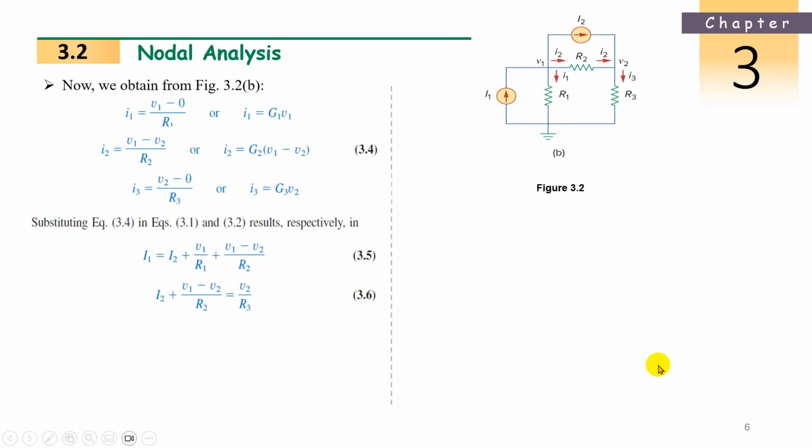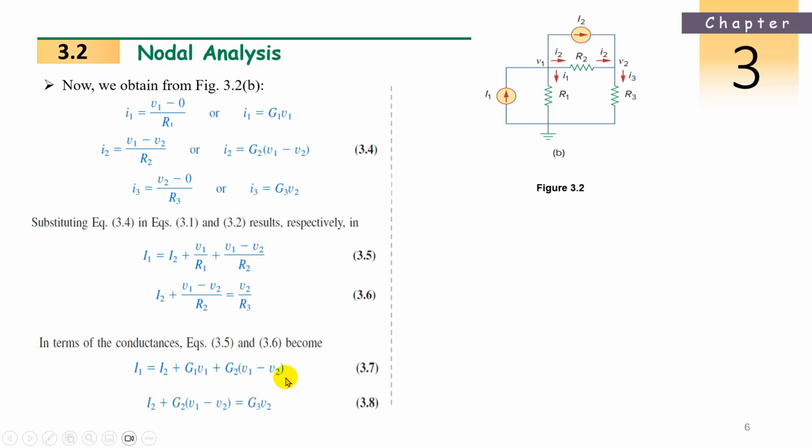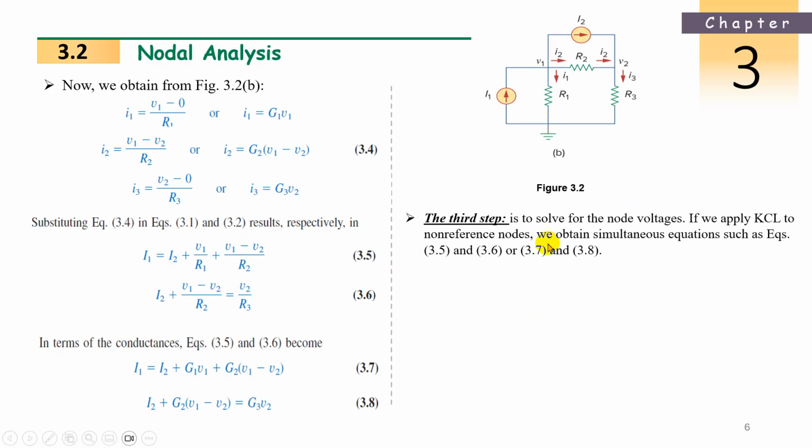Then you can solve by two methods: the elimination technique and Cramer's rule. Or you can use conductance also. These R1, R2 you can use in terms of conductance, so the same equations in terms of conductance. Now how to solve this equation?